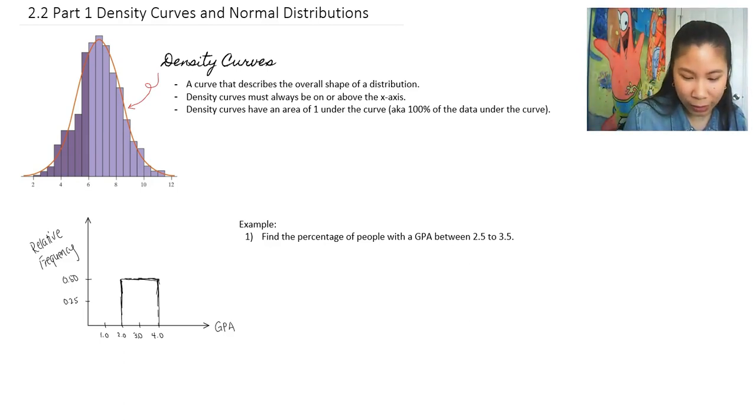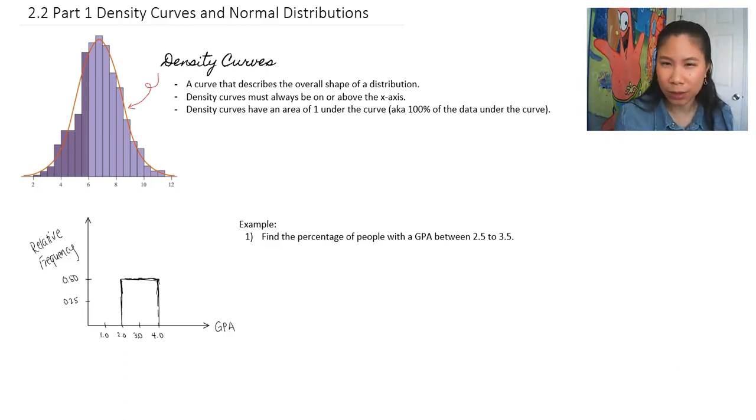Our relative frequency here, the highest it'll go is 50%, because in order for our area underneath the curve to be 1, it's a rectangle, so it has a width of 2, and the only height that it could be is half, or 0.5, in order to make an area of 1 in total. So for our first example, we're going to find the percentage of people with a GPA between 2.5 and 3.5.